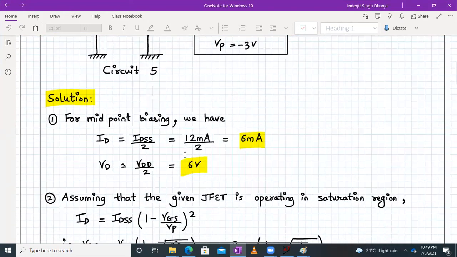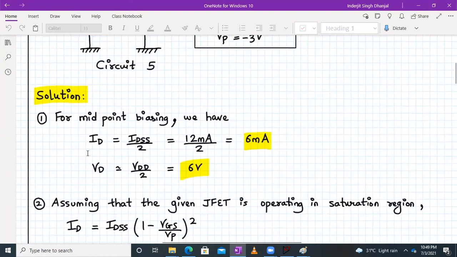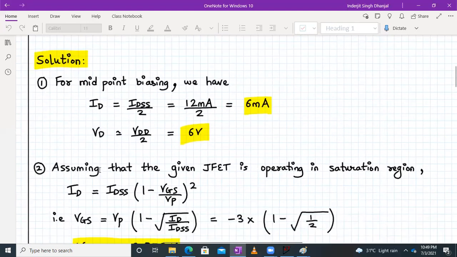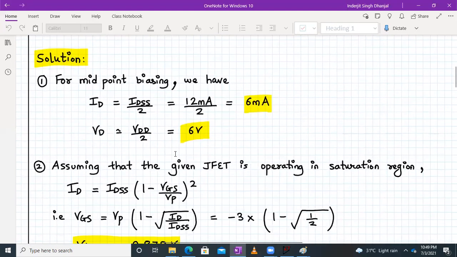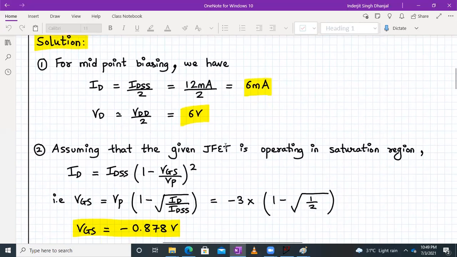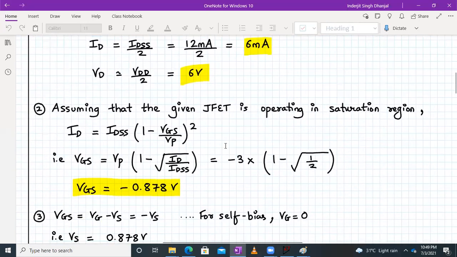Now, for midpoint biasing, we have the following condition. ID will be becoming IDSS by 2. That will be 12 milliamperes divided by 2, that is 6 milliamperes. And VD will be VDD by 2, that is 6 volt. Now we know the value of ID and VD. Now we can find the value of VGS.